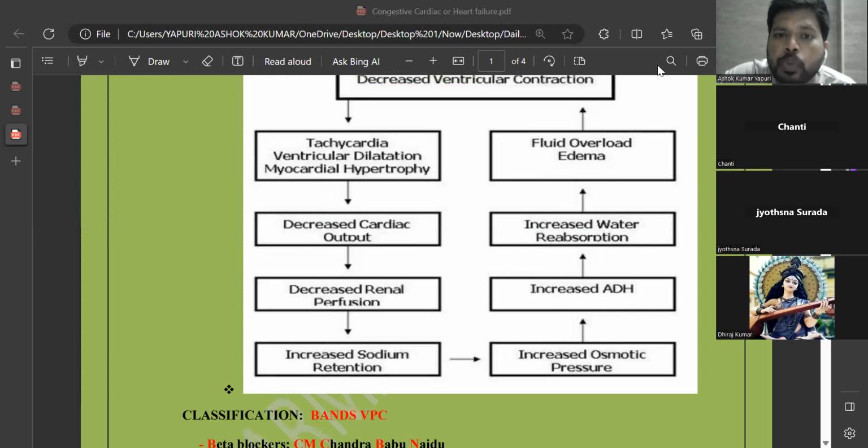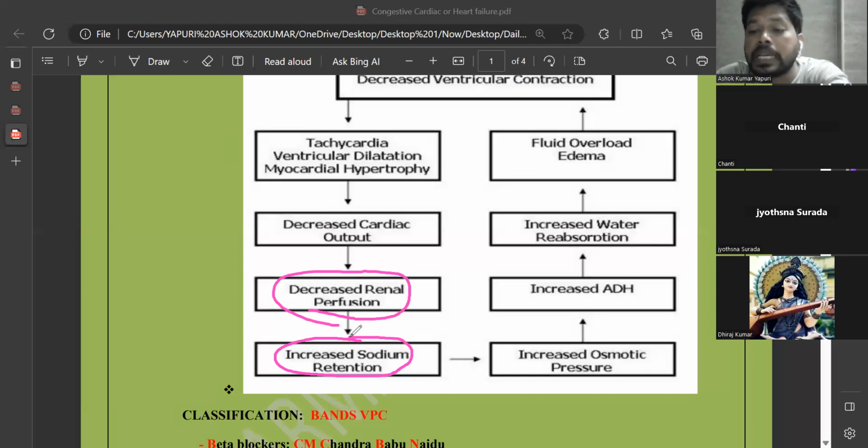When cardiac output decreases, there is decreased renal perfusion. Perfusion into the kidney also decreases. That leads to increased sodium retention. When sodium is retained in the body, water also enters along with sodium. Because of that, osmotic pressure increases and leads to increased ADH action.